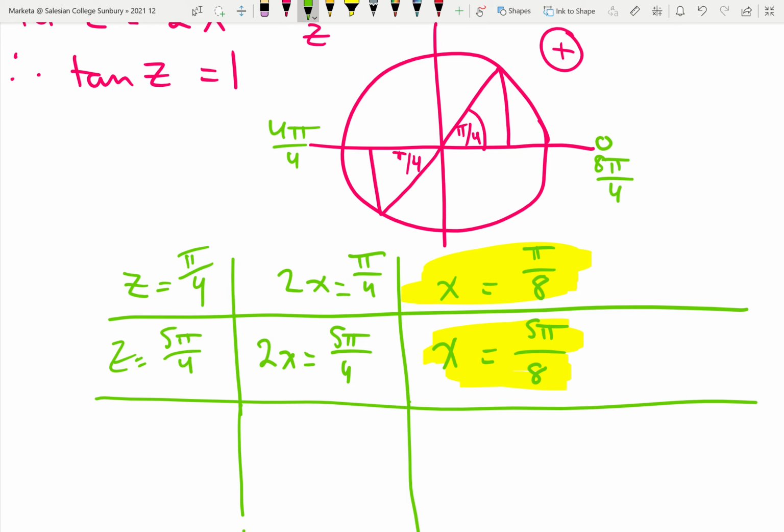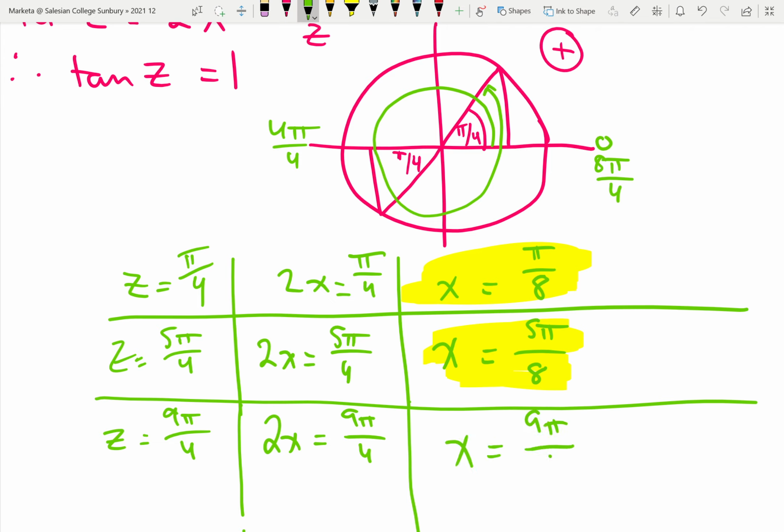So let's go around again. It seems like we can have some more angles here within the domain. So let's go from 0, 4 pi on 4, 8 pi on 4, 9 pi on 4. That means z equals 9 pi on 4. 2x is therefore 9 pi on 4, and x is 9 pi on 8, which again is well within the domain of 0 to 2 pi.